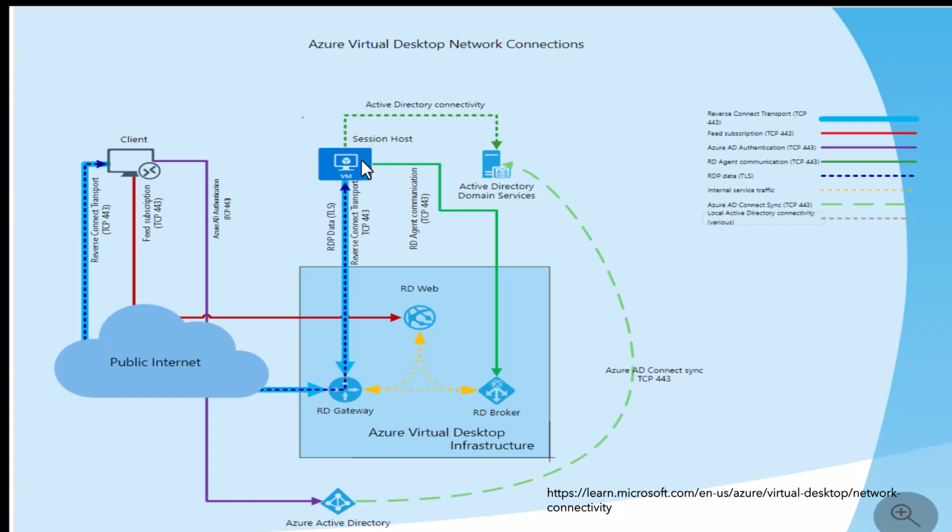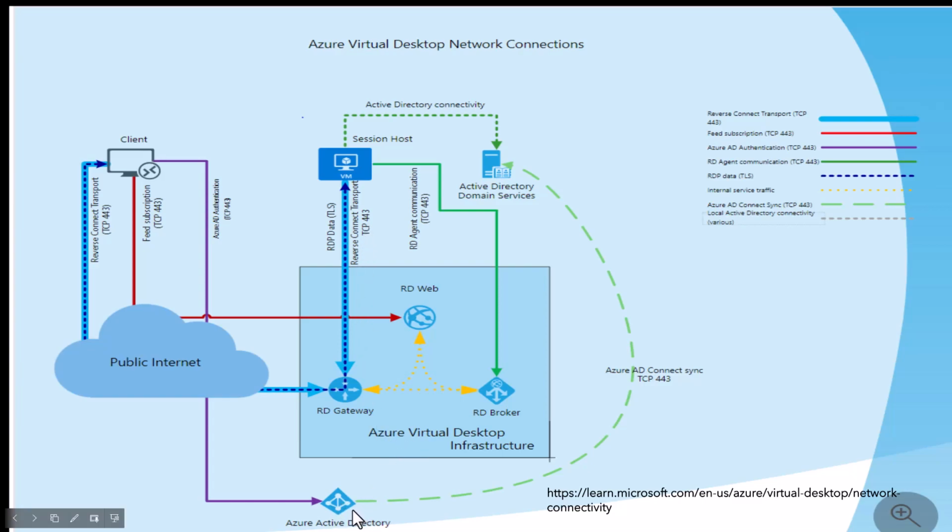And this session host has to have Active Directory connectivity, Active Directory Domain Services. So this needs to have connectivity to the domain controller, and this session host will be joined to the Active Directory domain. And this RDP data passes through the TLS protocol. That's the most secure protocol. And then it uses port 443, and it's secure.